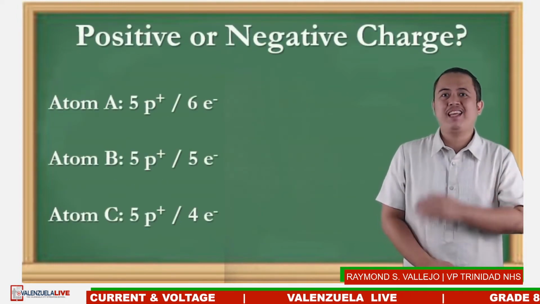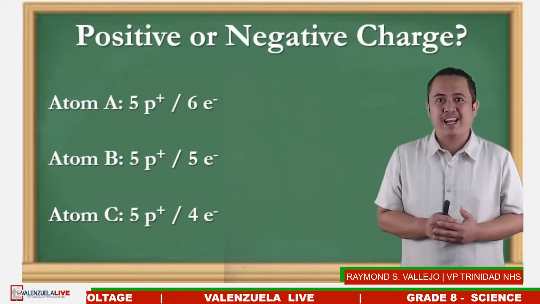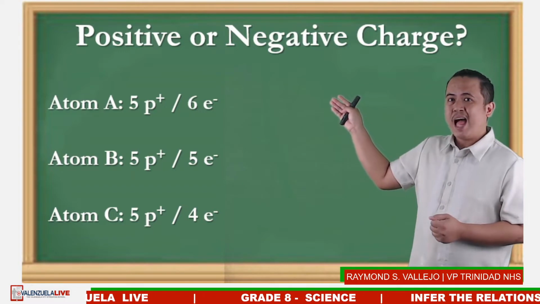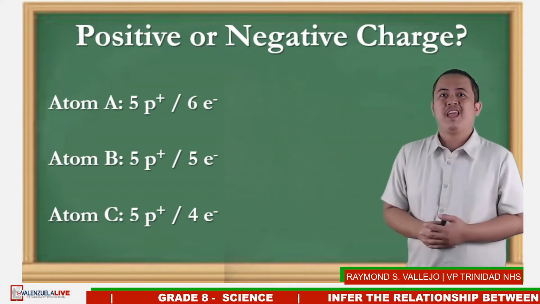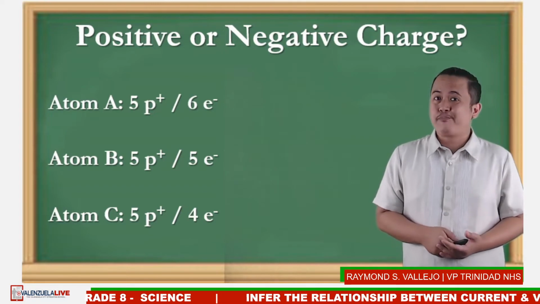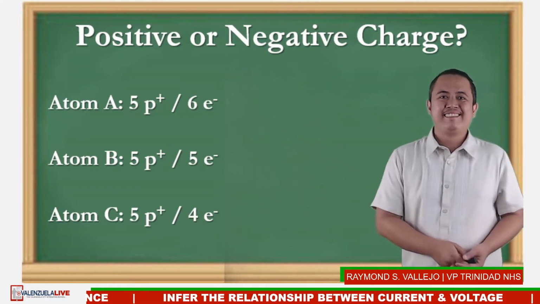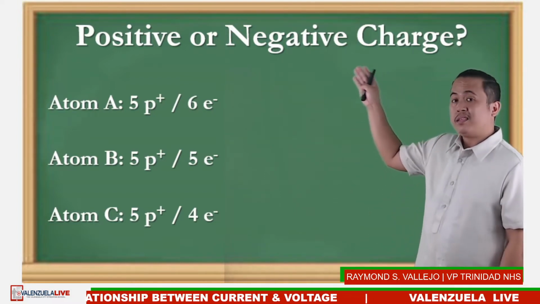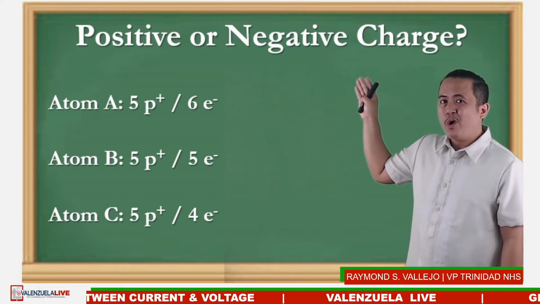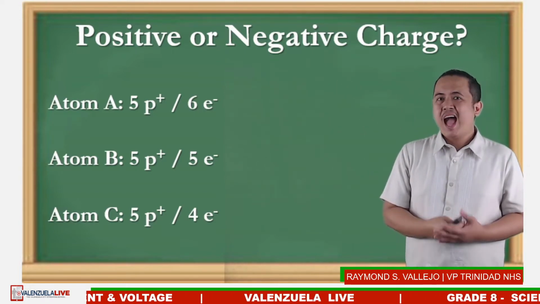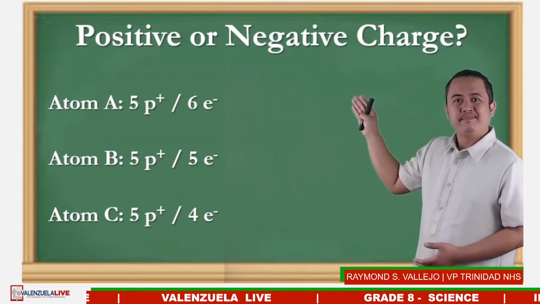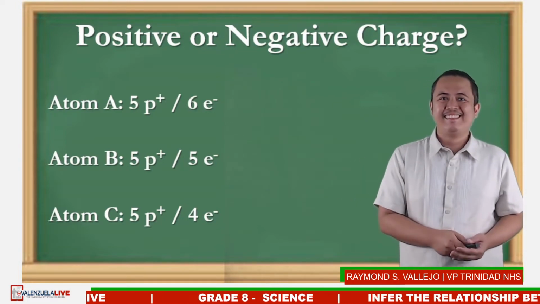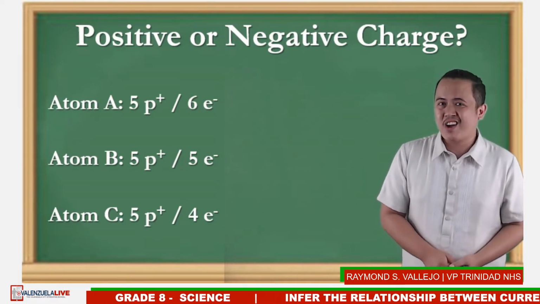Now, let's practice identifying the charge of a particle. For example, we have three atoms named atom A, atom B, and atom C, each with the following number of protons and electrons. What do you think is the charge of atom A? Is it positive, negative, or no charge? How about atom B? And how about atom C? Write your answers in the comment section.